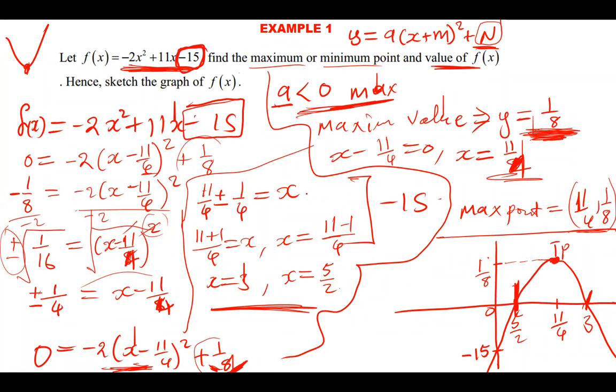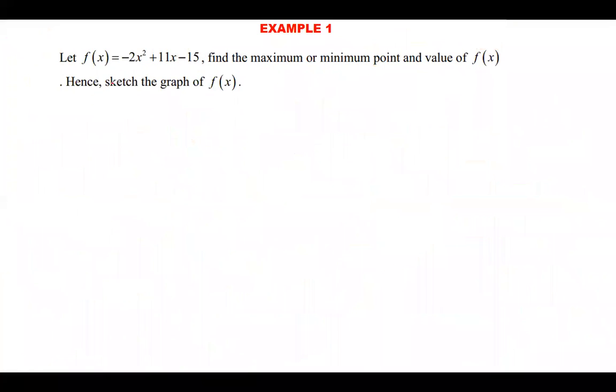So that's it. Let me now show you the simplest way to sketch the curve of a quadratic equation. So this one was using completing the square. Now let us go direct to the one that is just straightforward. For the straightforward one, we find the turning point, which is the maximum point.